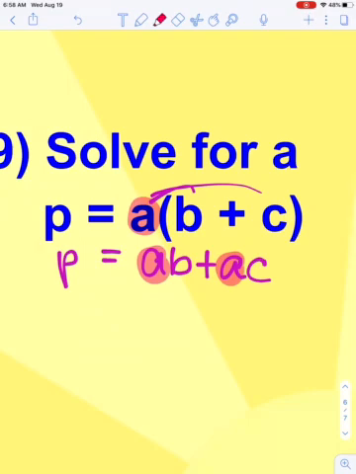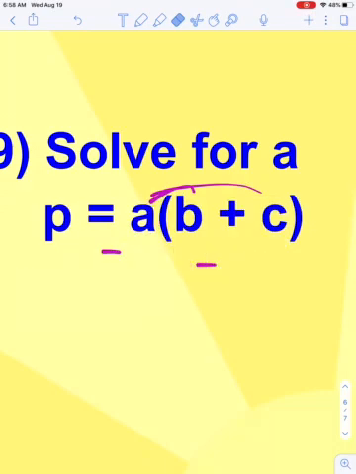If you think about distributing as trying to give things away, right? We're trying to get that A all alone. I don't want to keep passing it out to other things if I want it by itself. So I do not, in this case, want to distribute. If I were solving for B or C, I would want to distribute. That would be perfectly acceptable because I would need to get rid of the parentheses to get in there. But I don't. I want to get the A by itself, so I don't want to give it to anything else.